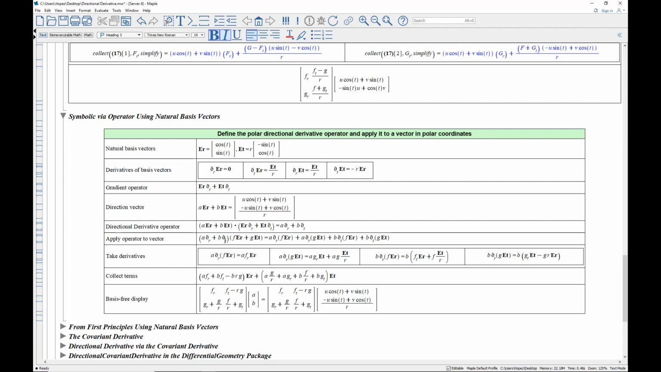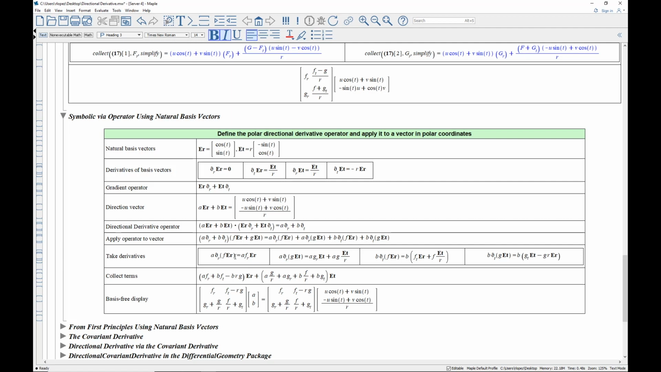Partial with respect to r is going to apply to this product and this product. So here's the partial r with respect to the first product and then with respect to the second product. And partial with respect to theta is going to apply to this product and this product. So there is being applied to the first product, there is being applied to the second product. Let's see what you get.